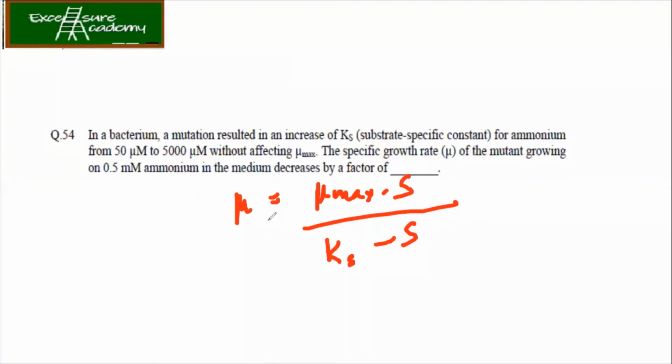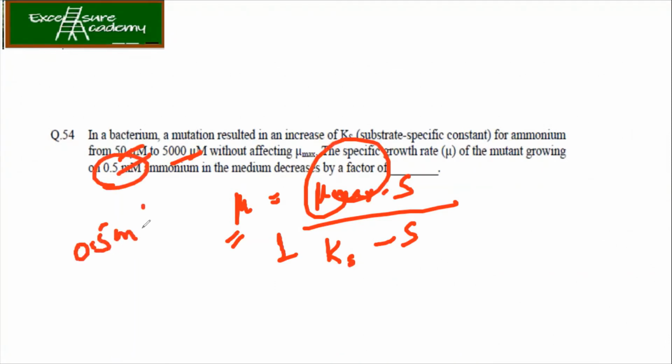Here mu is the specific growth rate in time. Mu max is the maximum specific growth rate. S is the concentration of substrate in solution and Ks is the half velocity constant, right? Now, according to this question, mu max remains unaffected, so we can put the value of mu max as 1. The initial substrate constant is given as 50 micromolar, and Ks increases up to 5000 micromolar. It is given.